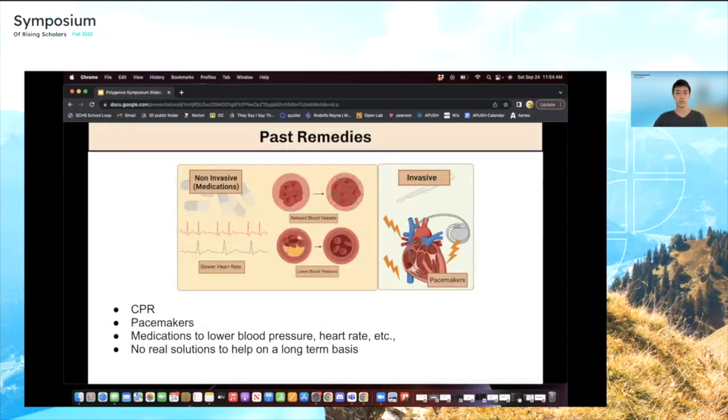So currently, cardiovascular disease is the leading cause of death, and some remedies that are currently available include non-invasive and invasive techniques that accomplish lowering blood pressure, heart rate, and overall just ensuring that the proper function of the heart is stable. Cardiovascular disease accounts for 1/5 of all deaths worldwide, and 700,000 people died from cardiac disease in the United States alone in 2020.